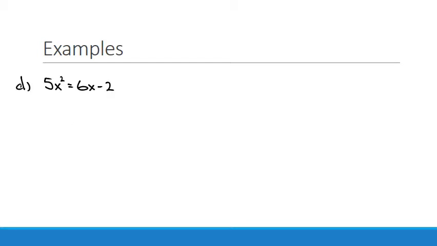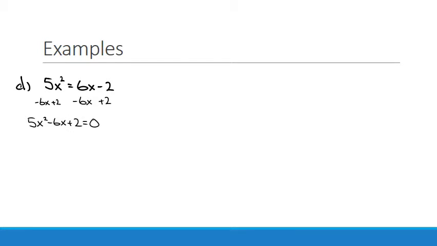D, same idea. You can see I have my quadratic term, then I have my linear and constant on the other side. So I can bring them all to the same side. I like keeping my quadratic term positive, so I'm going to choose to move my linear and my constant over. And again, I do that by performing the opposite operation. So 5x squared minus 6x plus 2 equals 0.